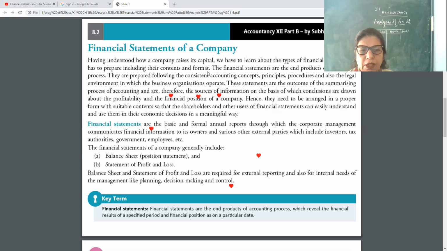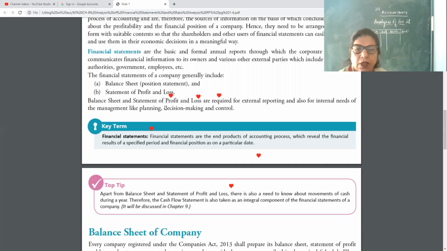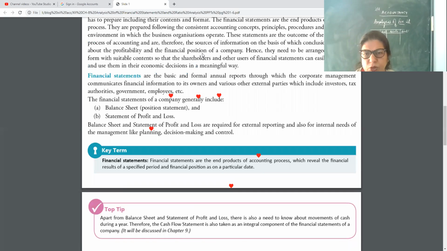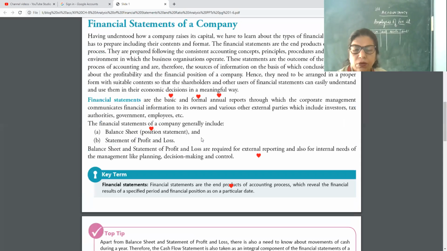Financial statements are prepared to know the profitability and financial position. That is the main aim, we can say. Why do we prepare financial statements? To know the profitability and financial position. Now, why can we say these are the end products? Because they show the financial results for a specific period, and they show the financial position on a particular date. Profitability of the year and financial position of that date. So note it down. And another question, who are the users of financial statements?